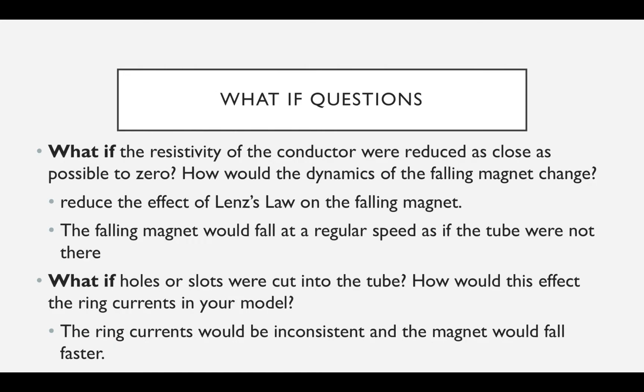Now what if the resistivity of the conductor were reduced? That would reduce the effects of Lenz's law on the falling magnet, and the magnet would fall at a regular speed, as if the aluminum tube was not there. What if there were holes or slots cut into the tube? How would this affect the rings? The current would be inconsistent, and there would be an inconsistent magnetic field. So I said the magnet would fall faster because there would be less resistive forces acting on it.